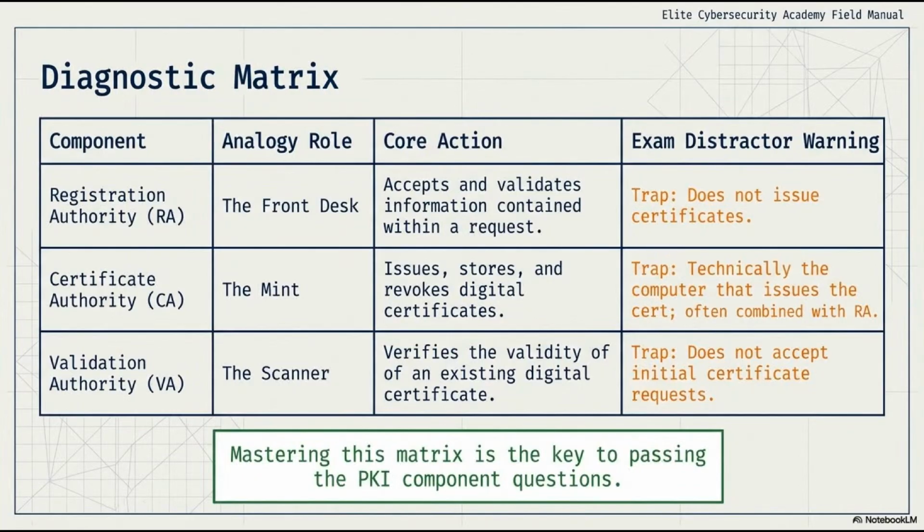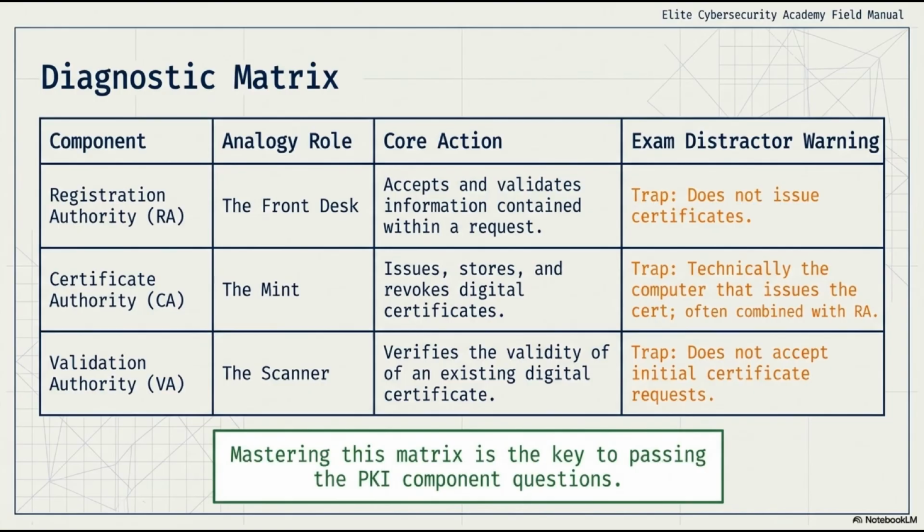Okay, component 2, the Certificate Authority, or CA. Analogy role, the mint. Core action, issues, stores, and revokes digital certificates. Now, the exam distractor warning here is a bit nuanced. Technically, the CA is the computer that issues the cert. But in smaller network setups, the CA role is often combined with the RA role on the exact same server just to save money. But logically, they remain totally distinct functions. The exam will test you on their logical separation, so do not let real-world resource sharing confuse you.